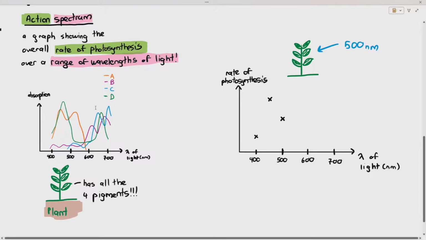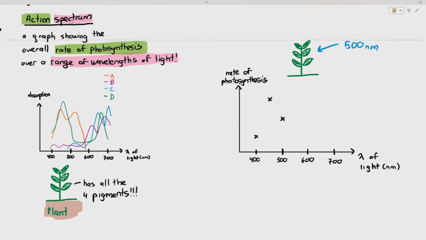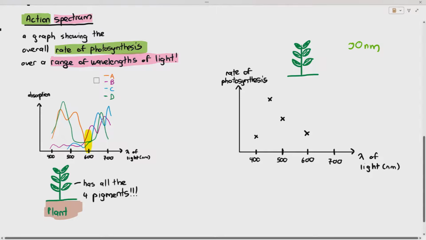So the overall rate of photosynthesis will be quite high, not so high, but still a little bit higher than usual. Okay, so I've plotted that in the graph of the action spectrum. What about 600 nanometers? At 600 nanometers, the pigments are not so good at absorbing that particular wavelength of light. So the overall rate of photosynthesis is low.